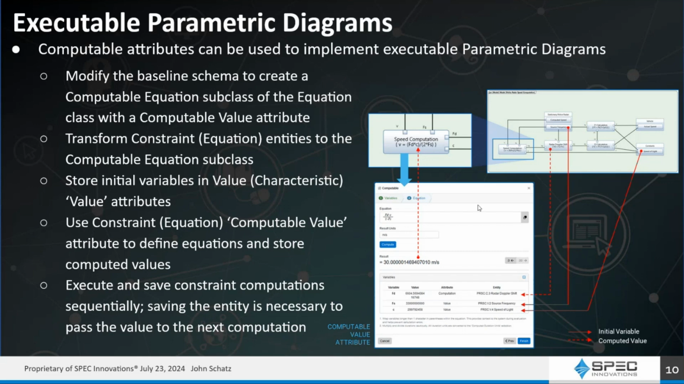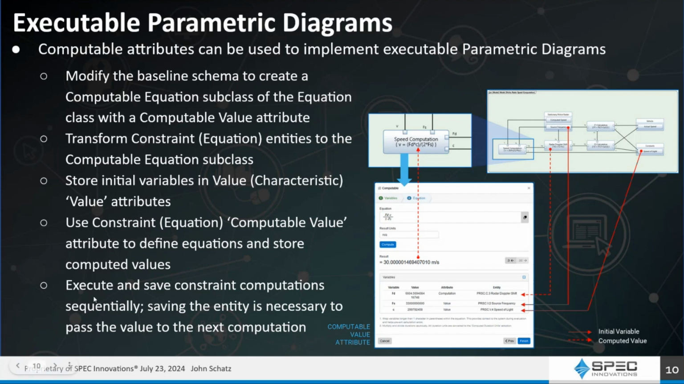Then we're going to store our initial variables in the characteristic value attributes. Things like actual speed, speed of light, source frequency of the radar gun. Those are all going to be characteristics where we're going to want to store those values. I'll also go over how that's done in the demo. Then we're going to make use of the computable value in each of the equations and store our computed values.